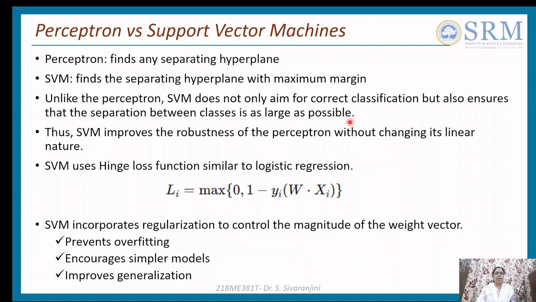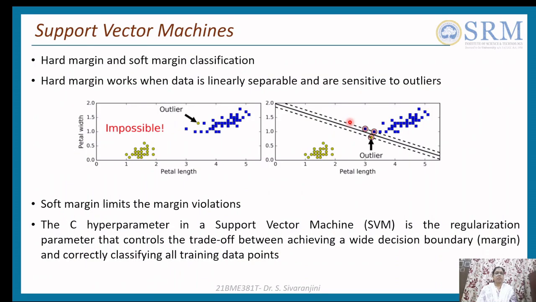So SVM incorporates regularization to control the magnitude of the weight vector. Magnitude of the weight vector in the sense of how important each and every input is for this particular task. Okay, so this regularization helps in preventing overfitting, encourages simpler models, and improves the generalization of the model, right? So we have seen what support vector machines do and how they differ from perceptrons, and what the decision boundary is, and what our margin is, right?